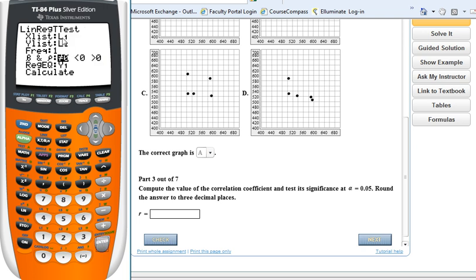By default it sets up L1, L2. Double check your window looks that way, please, and go down to calculate. Alright, so here this gives us everything we're going to need. We scroll down, we're looking for R, our correlation coefficient. They said round my answer to 3 decimal places, so that's going to be 0.989. Check.